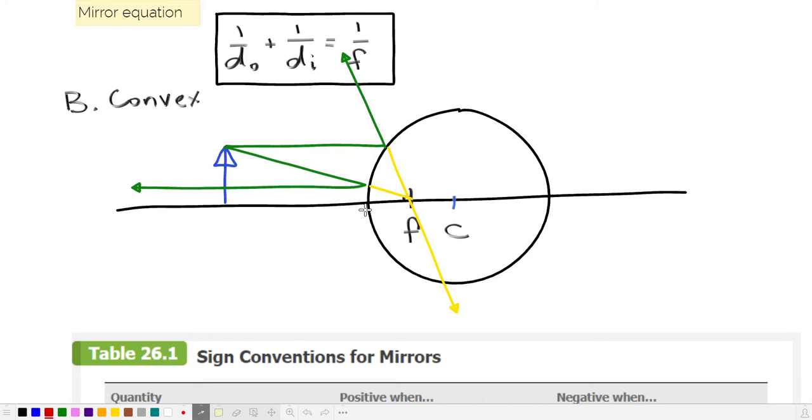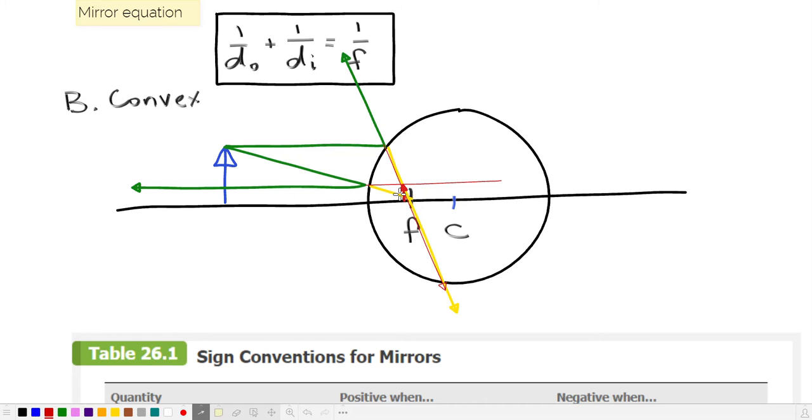And maybe I'll use red here to say, okay, I follow this backwards. That means this one's doing that. And following this backwards, this one's doing that. And so my image intersects here, it's not upside down, which means it's upright, it's virtual, no actual light goes there, and it's smaller.